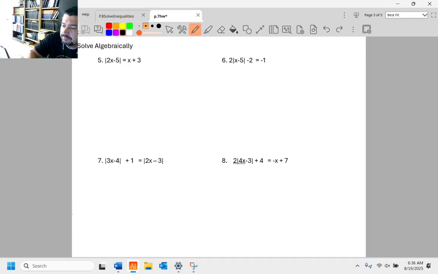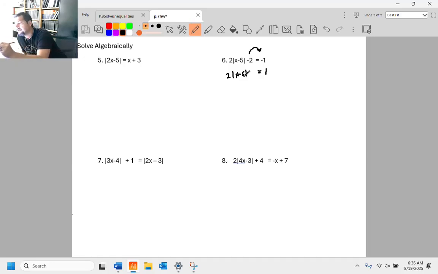All right, some solve algebraically. And as you do these, again, pay attention to the idea of negative distance. I don't want to do too many of them. I think I'll do 6 and maybe 7. So first step on 6 is perform your isolation move. If we add 2 to negative 1, we get 1.